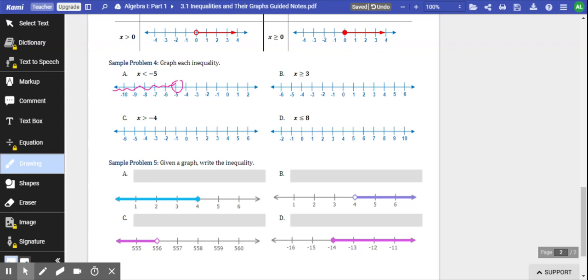So B says x is greater than or equal to 3. So greater than or equal to is a closed circle. Everything greater than or equal to 3. C says x is greater than negative 4. So put an open circle on negative 4, and I'm going to shade to the right because everything is greater than it. And then D says x is less than or equal to 8. So put a closed circle on 8, and I'm going to shade to the left because it's less than.